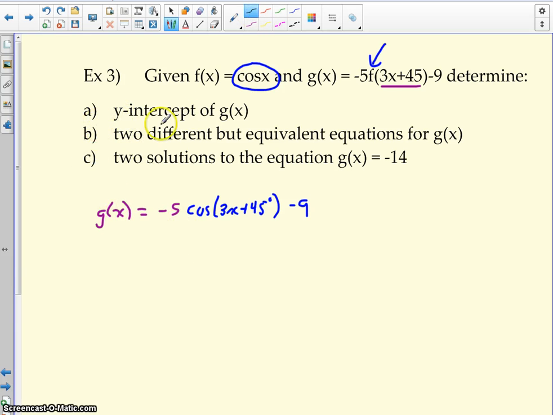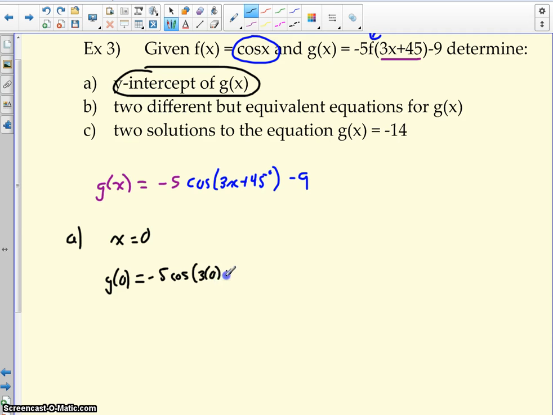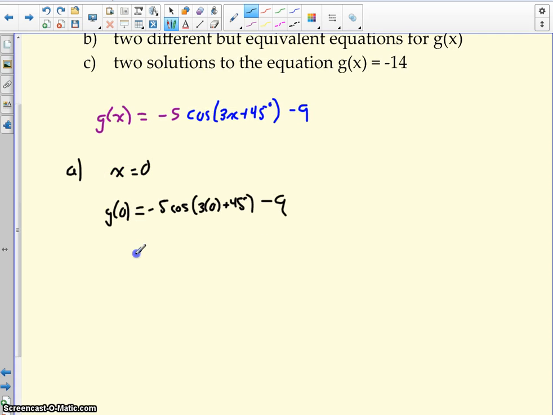Let's try and find the y-intercept of g of x. Okay, so we haven't done too much of this, but y-intercepts, the process does not change regardless of the kind of equation you look at. If you're putting in the y-intercept, that means x equals 0. Okay, so g of 0 will be equal to negative 5 cos of 3 times 0 plus 45 degrees minus 9. Okay, and we can run all that through our calculator.